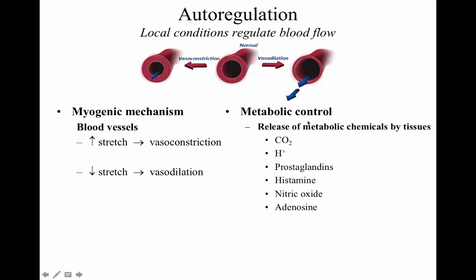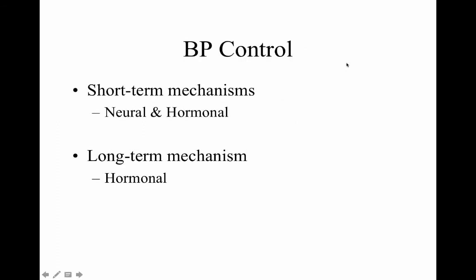As far as metabolic control is concerned within this autoregulation, we see the release of metabolic chemicals by tissues like carbon dioxide, hydrogen, prostaglandins, histamine, nitric oxide, adenosine. These can all affect the regulation of blood flow. When we look at blood pressure control, we think about short-term mechanisms and long-term mechanisms. In the short term, blood pressure can be controlled by neural and hormonal impacts. In the long term, most of our control over blood pressure will be hormonal.